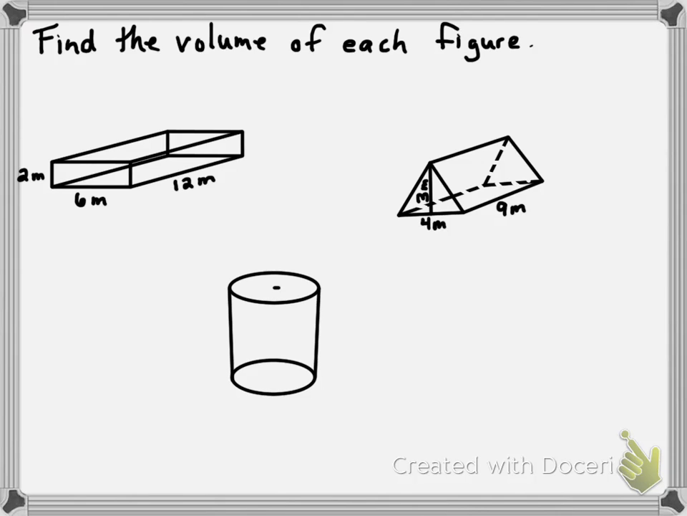Okay, so we have 3 figures. I'll run through the numbers real quick. This is 2 meters, 6 meters, and 12 meters. This is 9 meters, 4 meters, and this line right here is 3 meters. And this is 5 meters and 8 meters.